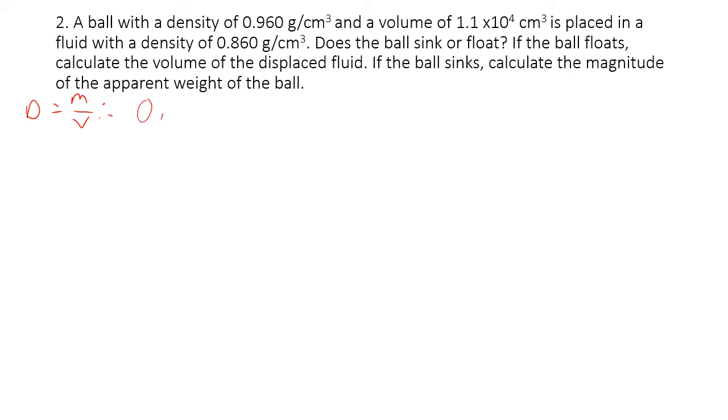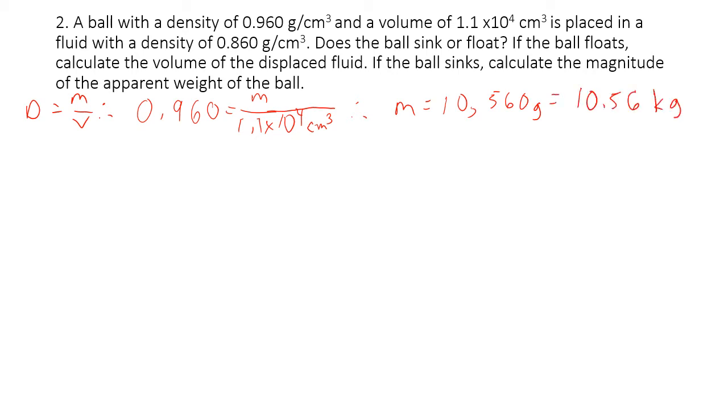Density is 0.960 equals m over 1.1 times 10 to the fourth centimeters cubed. And we have centimeters cubed for both our density and our volume. So we'll get grams because it's grams per centimeter cubed. So we know our mass is equal to 10,560 grams, or 10.56 kilograms when we divide that by 1,000.